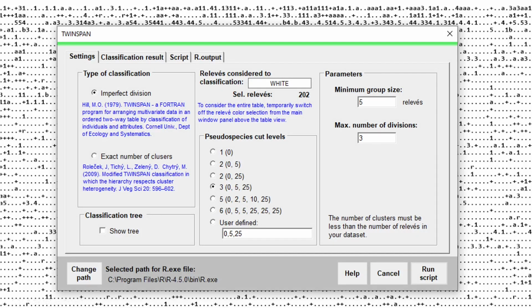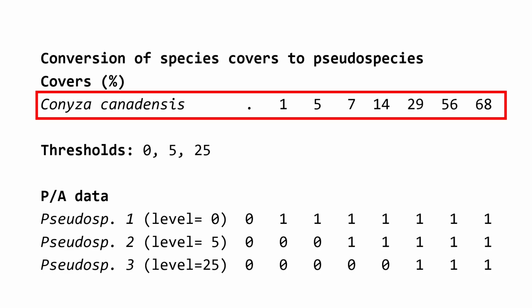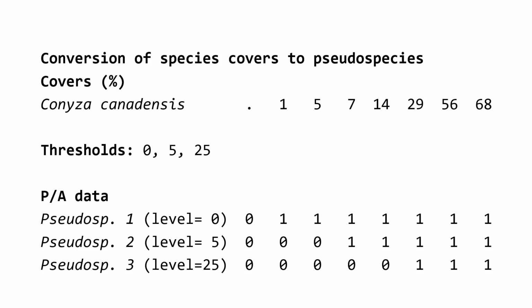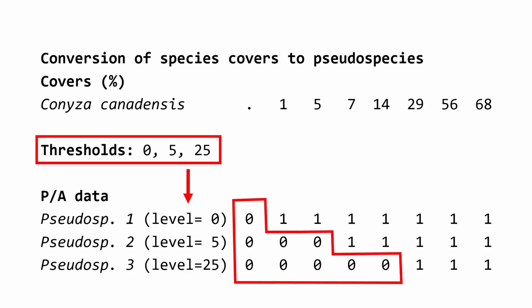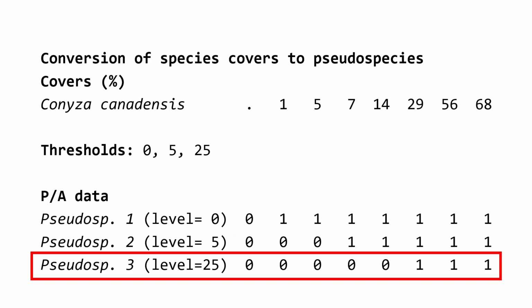At this stage, you set the individual parameters of the analysis. The most important of these is the number of pseudospecies. This concept offers an elegant way to make an algorithm based on presence-absence data partially account for species cover as well. If you assign multiple pseudospecies to a single species, each one is treated as a separate row in the data matrix. This row will contain zeros where the species cover does not reach the given threshold, and ones where the threshold is exceeded. For example, a pseudospecies with a cover threshold of 25 would be represented in the table like this.